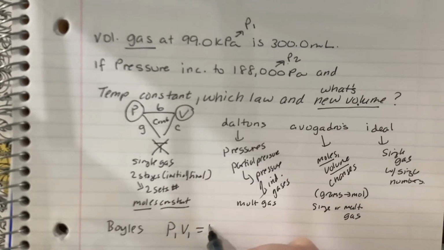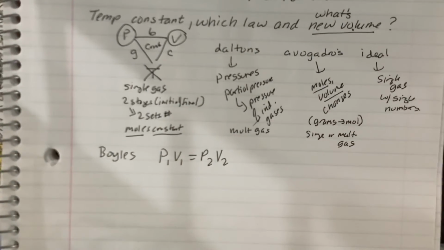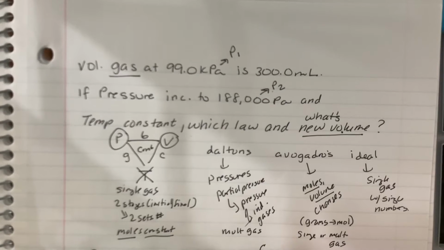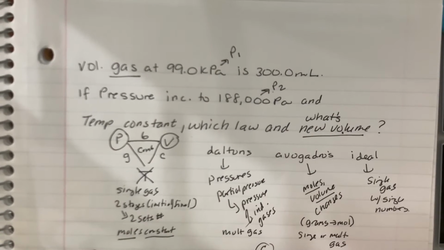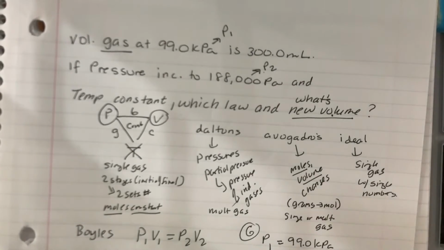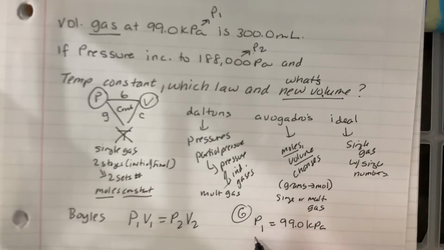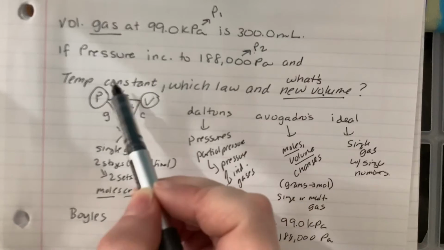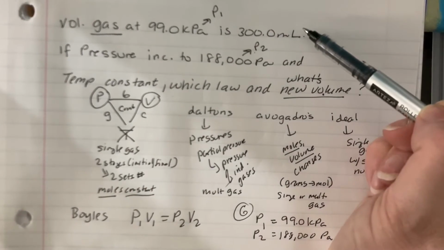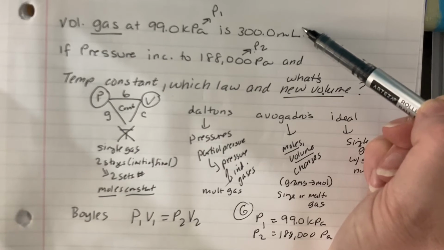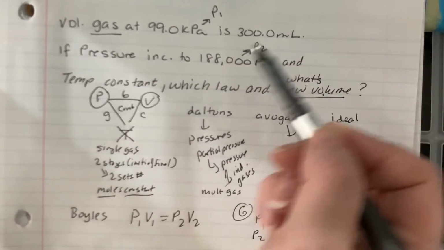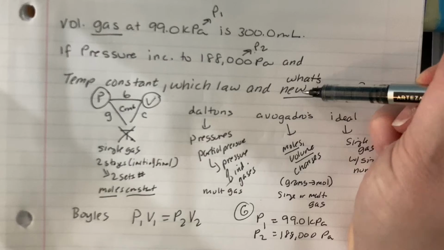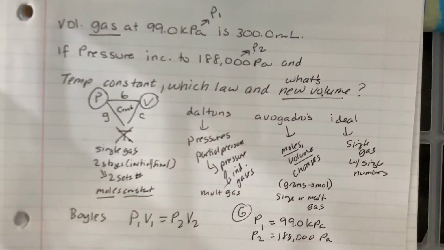Pressure 1 times volume 1 equals pressure 2 times volume 2. Let's figure out what these are. Pressure 1, okay, so this is our givens, is 99.0 kilopascals. Pressure 2, 188,000 pascals. Temperature is constant, so I don't need to write it down. So even if it said temperature of the first stage was 25 and then held constant, that would still say that I would X out temperature. That does not make it combined unless the temperature at the top and the temperature at the bottom changes, along with the pressure and volume changes.